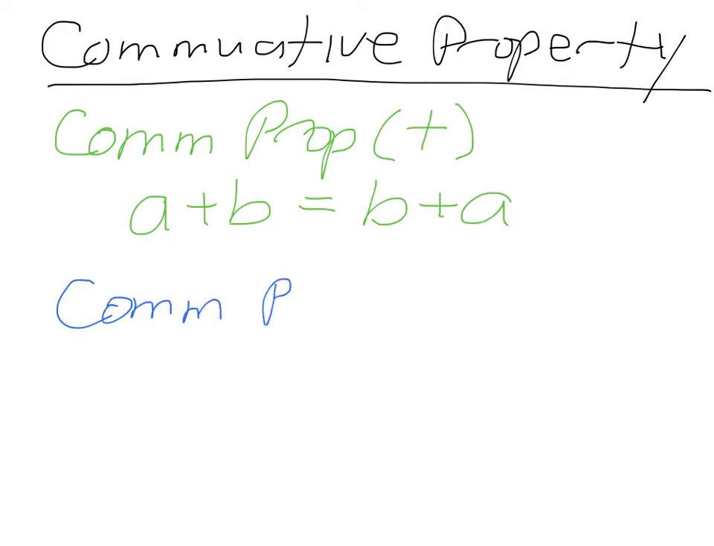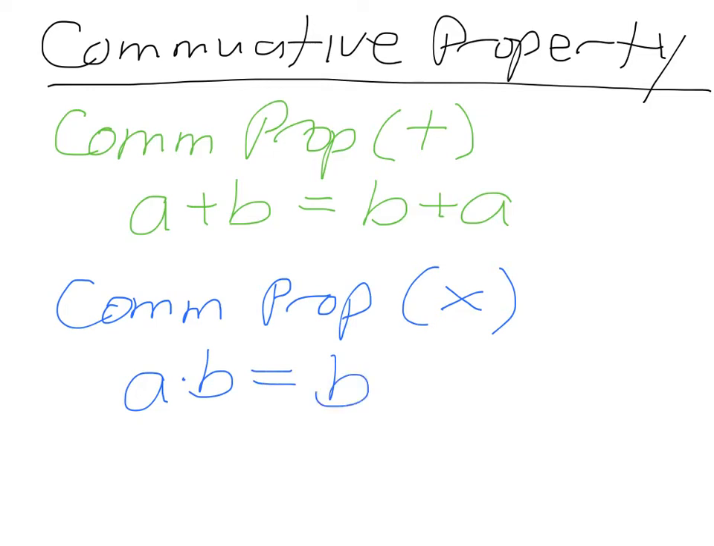The other one is the commutative property of multiplication. And that's the one that says A times B equals B times A. Nothing spectacular, that's just what it is.